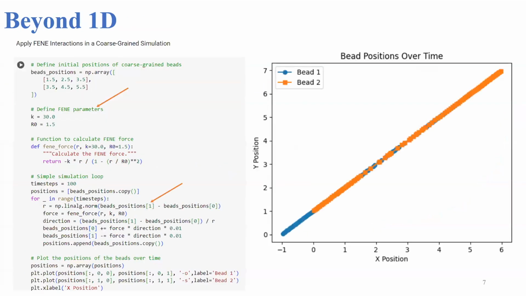Now we can move beyond the 1D model and have the bead positions as 1.5, 2.5, 3.5, and so on. There you can see that we are setting the FENE parameters, and then there's an important function here, np.linalg.norm of bead position 1 minus bead position 0. It's basically calculating the distance between them. So instead of dealing with r, which is the coordinate of the beads, we are dealing with the r_ij vector, which is the distance vector. We can plot how the bead position changes over time on the right-hand plot.